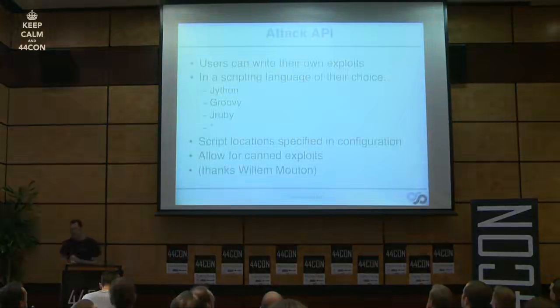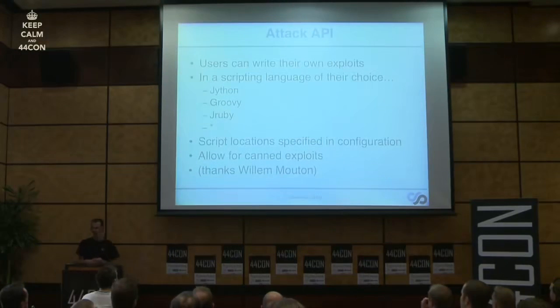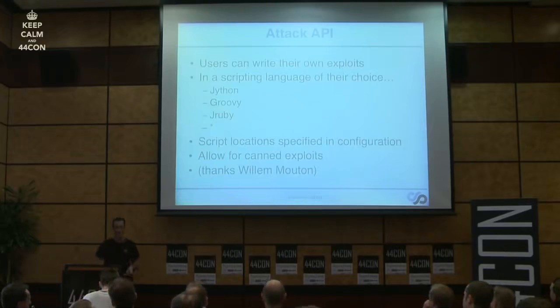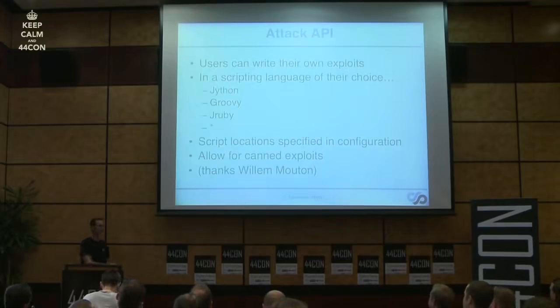Right. In addition to this, we provided it with an attack API, which Villiers, one of my colleagues, actually helped me with. But basically it means that once you've identified potential shortcomings, you can write your own exploits in a scripting language of your choice, provided it's a Java-based one, one which supports Java, like Jython, Groovy, and JRuby. All you have to do is dump the jar file into the class path, and it would theoretically work. The scripts exist in a specific location that's specified in the configuration of SAP Prox, and this allows us canned exploits.